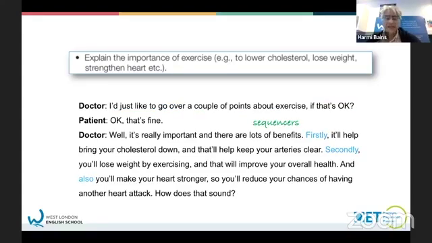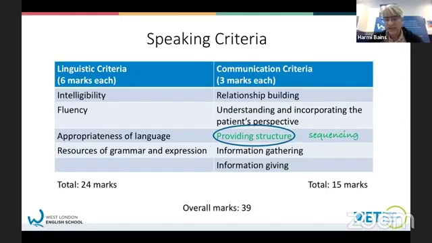And then again, you can see I've used sequences when I've explained this information. Firstly, secondly, also, all of these words are kind of sequences. And again, it's there in the criteria, providing structure, signposting and sequencing as well. So you can see how you can pick up some really useful marks here.